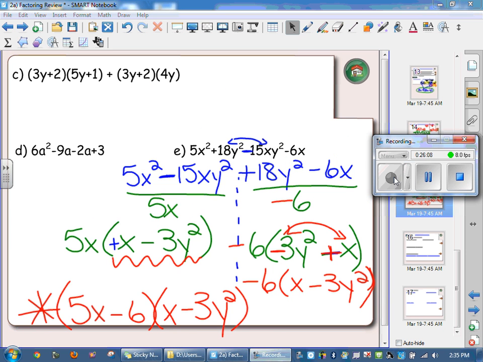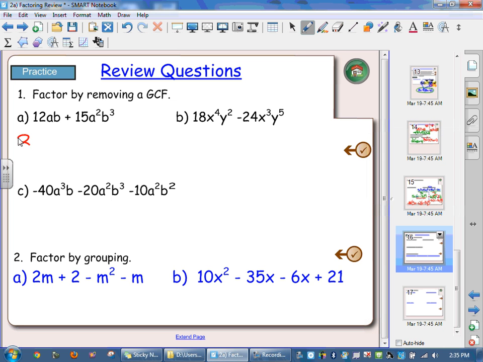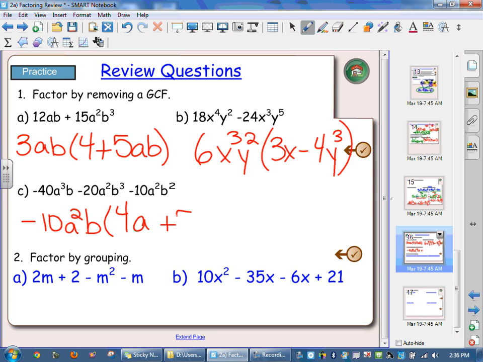Okay, again, I'm not showing you how to do it, I'm just giving you the answers to the section. So this guy will be 3ab on the outside, 4 plus 5ab in brackets. B is going to give you an answer of 6x cubed y squared in brackets, 3x minus 4y cubed. On the bottom, letter C, you'll have negative 10a squared b on the outside of brackets. On the inside, you get 4a plus 5b squared plus 1b. Do you have to show that 1 in front of the b? No, it can hide.